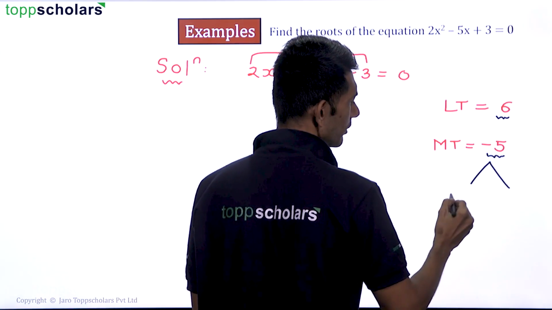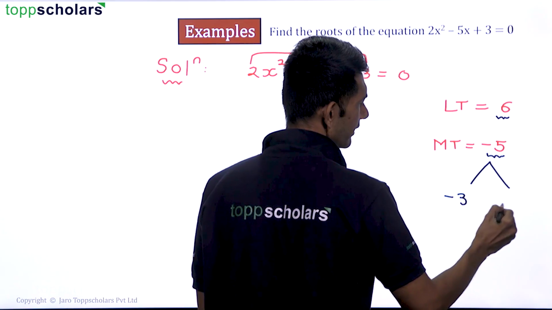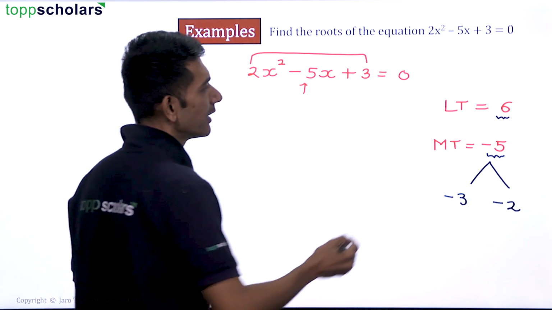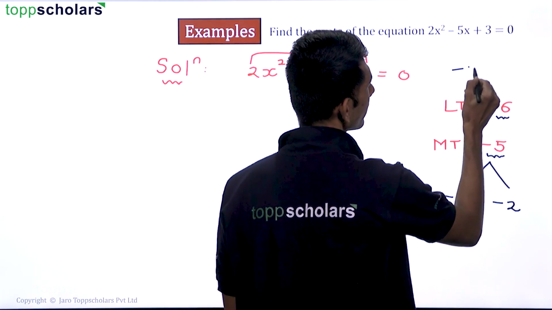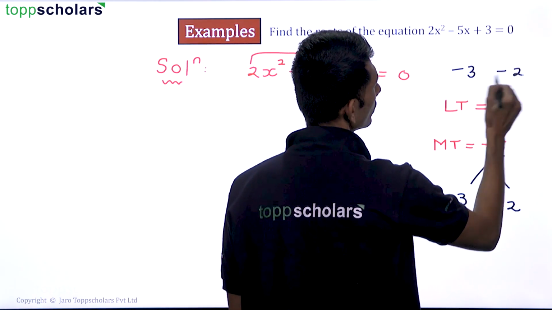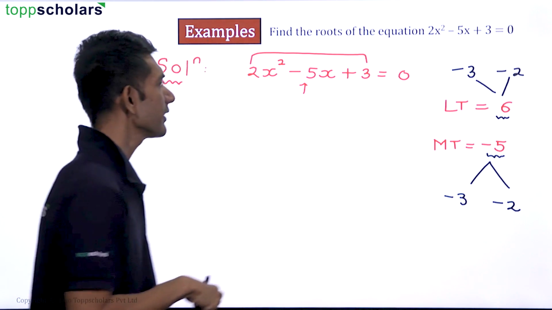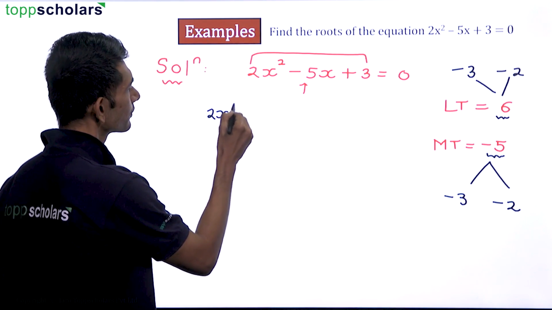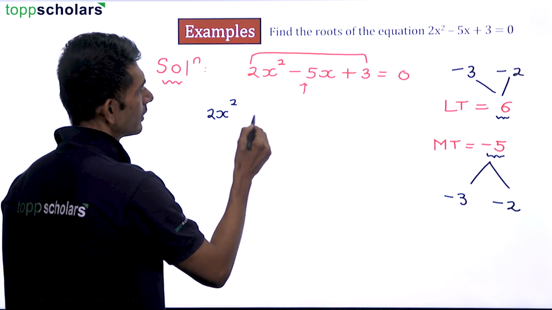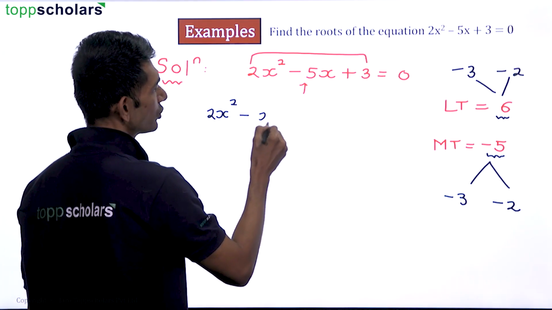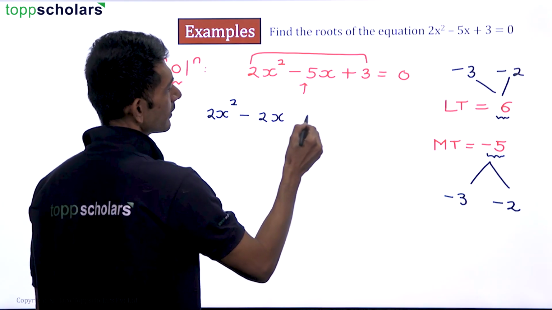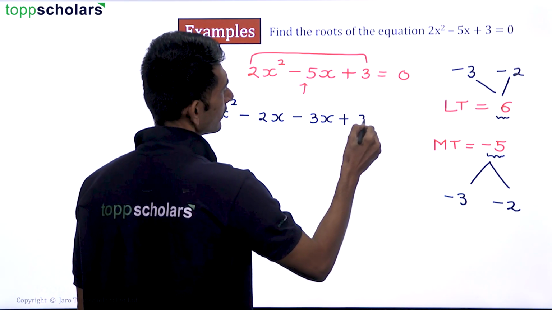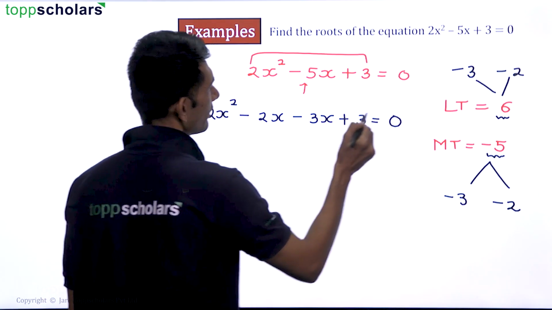So can I say the two numbers are going to be minus 3 and minus 2? Because minus 3 plus minus 2 is minus 5 and minus 3 into minus 2 is going to give me plus 6. So let us split this. You are going to get 2x square minus 2x minus 3x plus 3 is equal to 0.